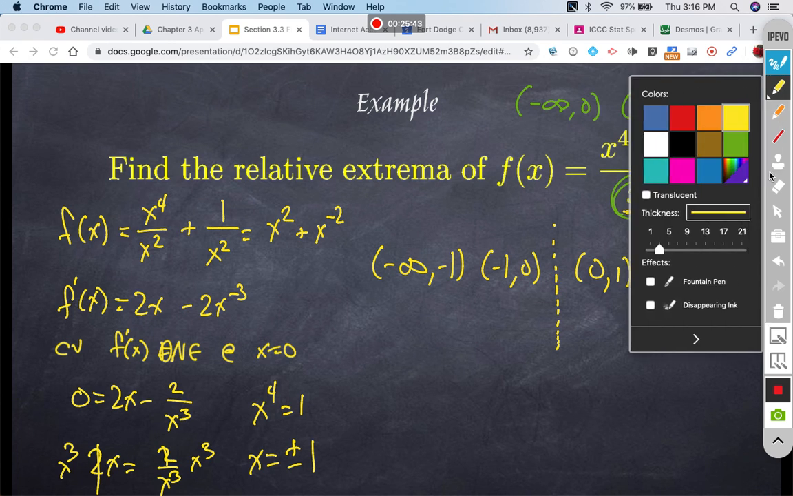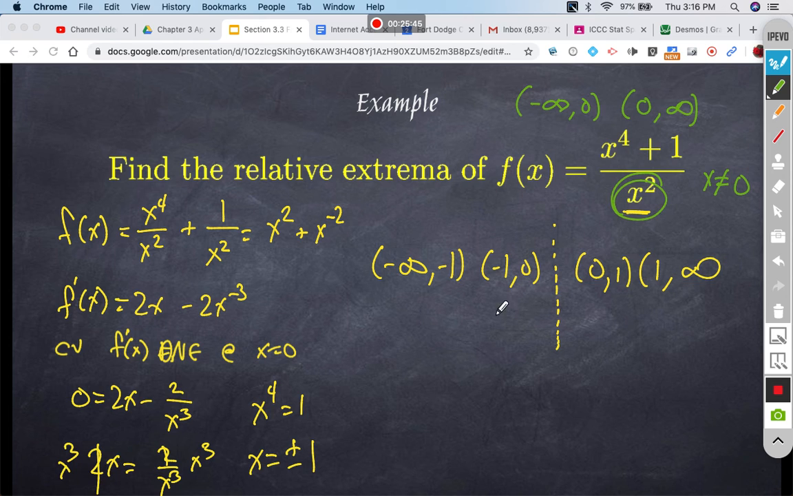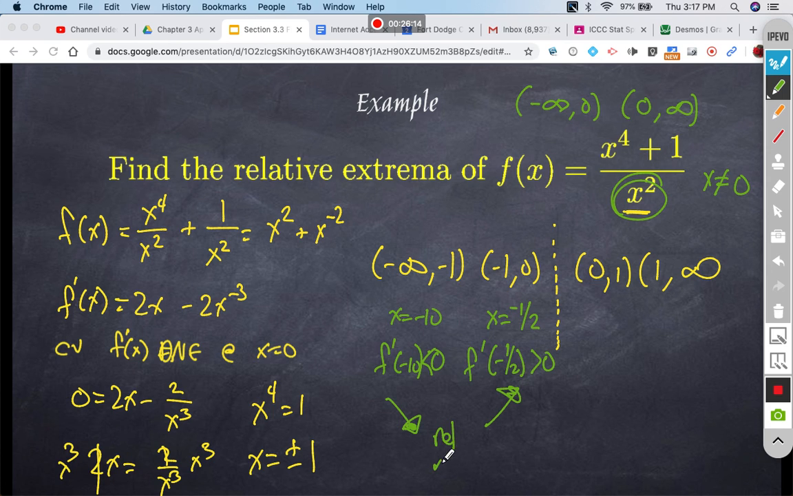So we check our points. Here I checked x equals negative 10, and the first derivative at negative 10 is less than 0. So this is going down. Here I checked x equals negative 1/2. The first derivative at negative 1/2 is positive. So it's going up. So this is a relative min.